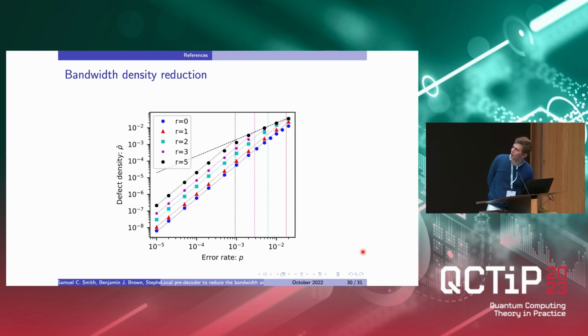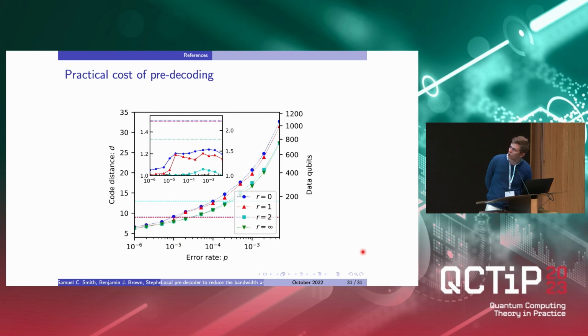So R here is a parameter capturing that if R is big, we're being more cautious about our pre-decoding stage. What you can see is that we still see order of magnitude savings in the defect density and so on, but they only kick in at slightly smaller error rates, and you lose some of those savings, which of course makes sense. You're making fewer greedy corrections. But in terms of the cost of running this thing, it comes right down.